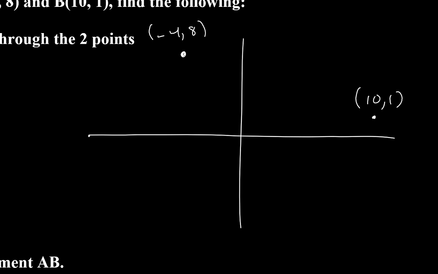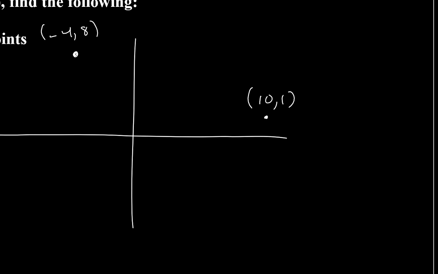So first thing we're going to do is find the equation of the line that goes through those 2 points. And in order to do that, we're going to calculate the slope. I can tell looking at it that the slope is going to be negative, but let's go ahead and find out exactly what it is.